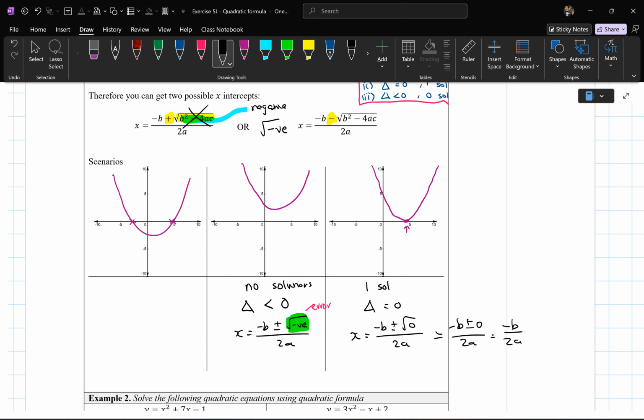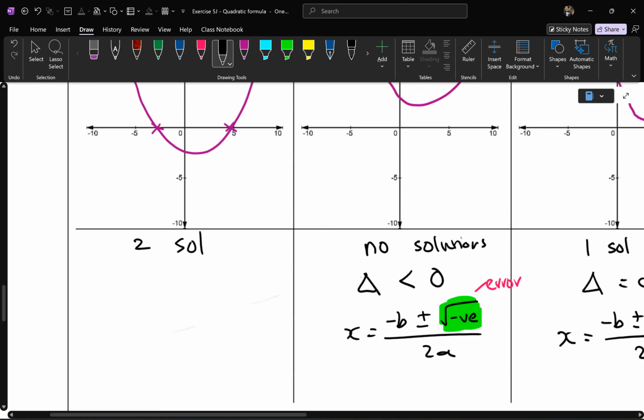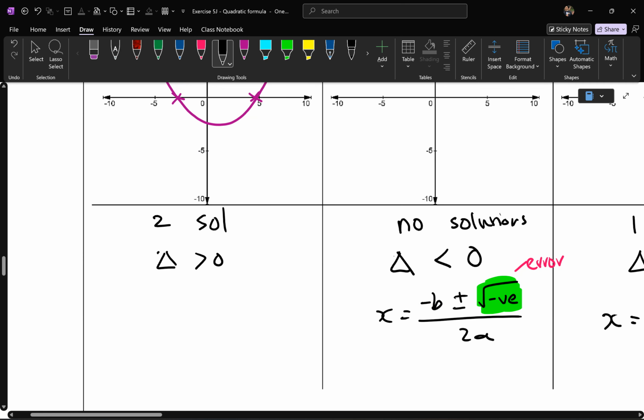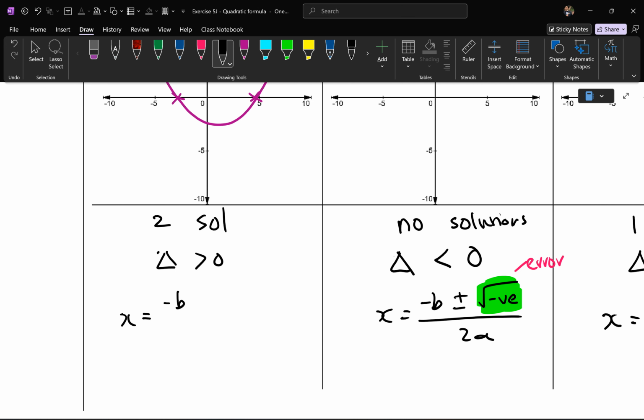Yeah, very good. And the last one, which hopefully by now you'll understand why they say two solutions. Well, logically, it says discriminant greater than 0. Why is that? Because you're saying negative b plus or minus the square root. If it's a positive number, whatever that number is, when you square root it, of course you're going to get two scenarios. You add it or you subtract it. Of course, you're going to get two different answers. And they just gave a name to this. They call it the discriminant.